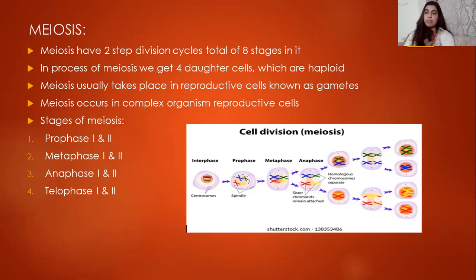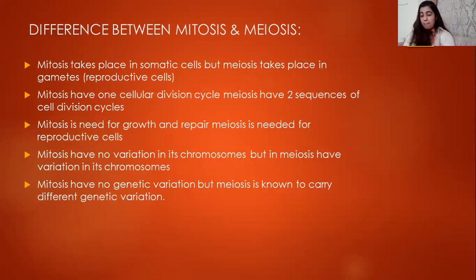Stages of meiosis: prophase 1, prophase 2, metaphase 1, metaphase 2, anaphase 1 and anaphase 2, telophase 1 and telophase 2. अच्छा, meiosis क्योंकि एक बहुत ही elongated topic है, so I am not covering this in my demo session right now, but inshallah in future I will be telling you more about it. But I am going to tell you the difference between mitosis and meiosis.